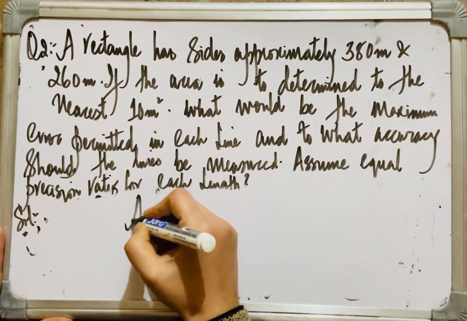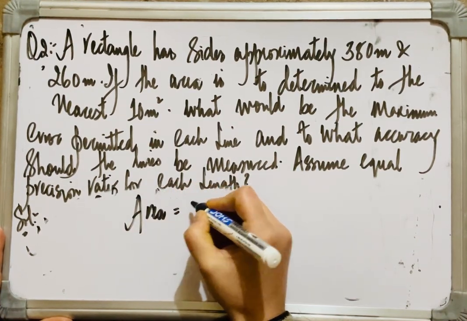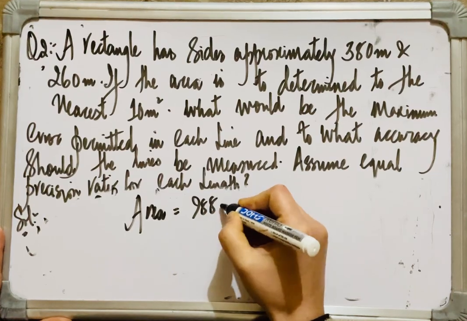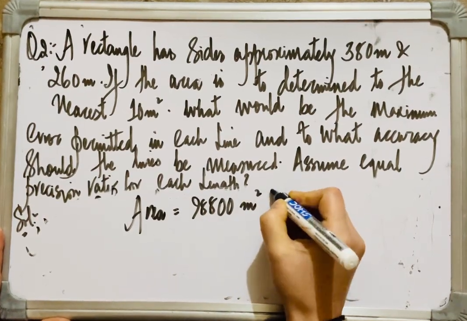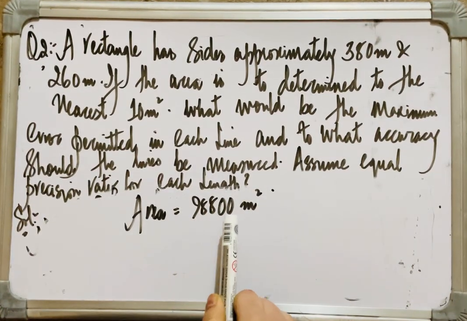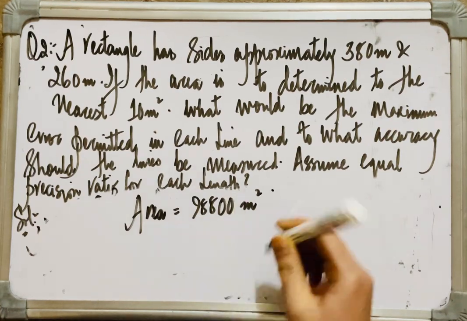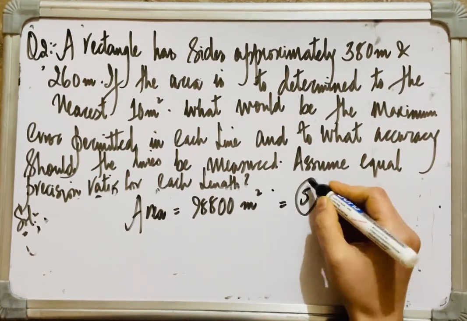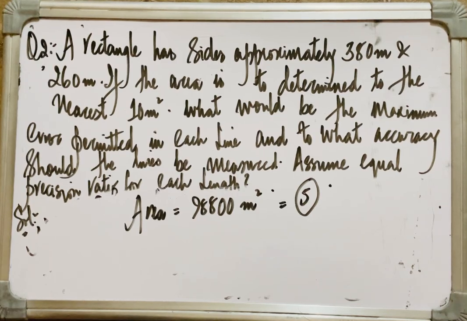Area, we calculated the area of this rectangle as 98800 meters square. How many significant figures does it have? It has 1, 2, 3, 4, 5 significant figures. All right. So if the number of significant figures in area is 5, then each line must be measured to at least 5 significant figures.